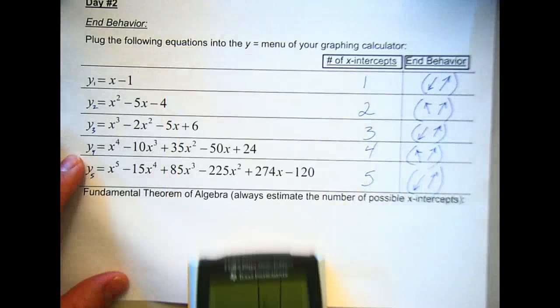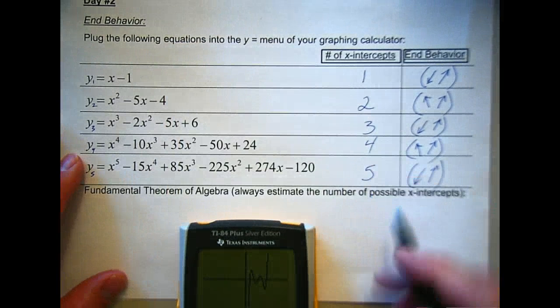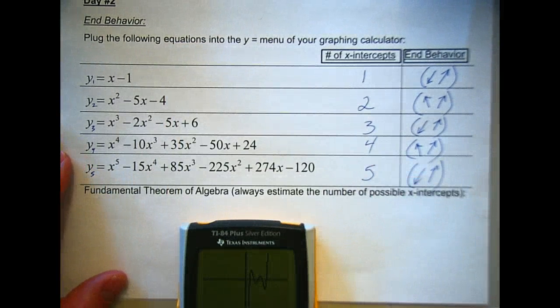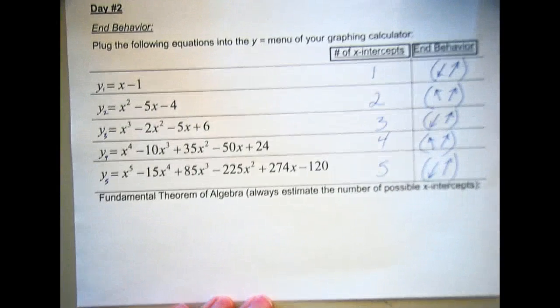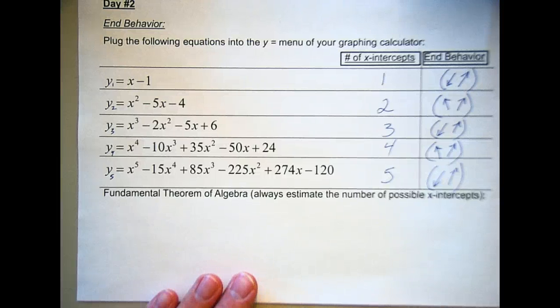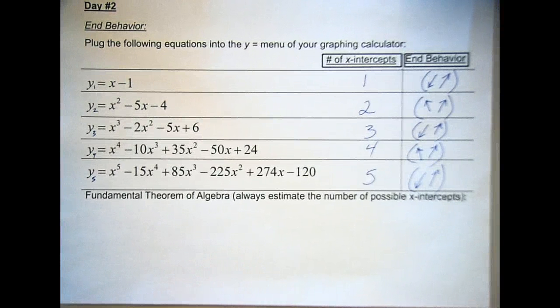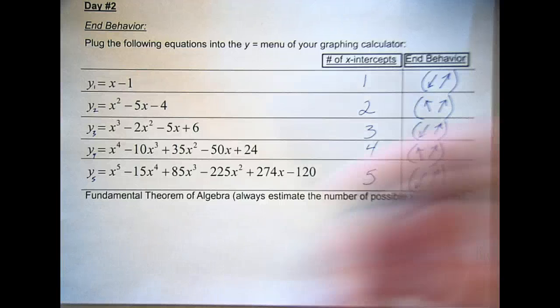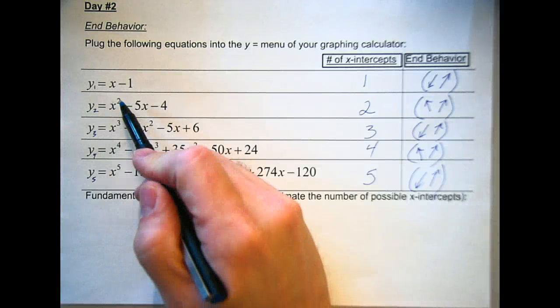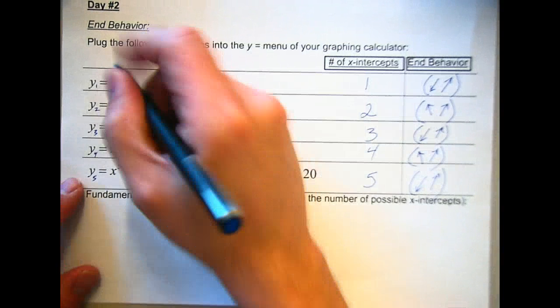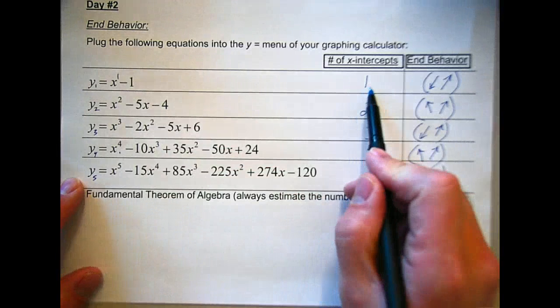The fundamental theorem of algebra, we can always estimate the number of possible x-intercepts by looking at what? Talk to your neighbors real quick. Let's see if we can get that. Okay, so we can always estimate the number of possible x-intercepts by looking at what, Gabby? Yeah, the highest degree of our variable. If the degree is 1, there's one possible x-intercept.